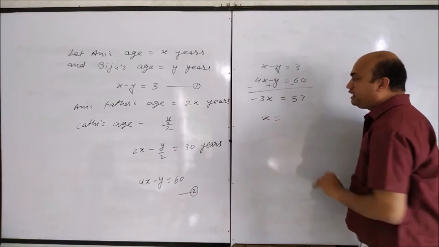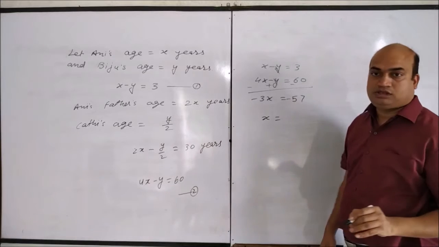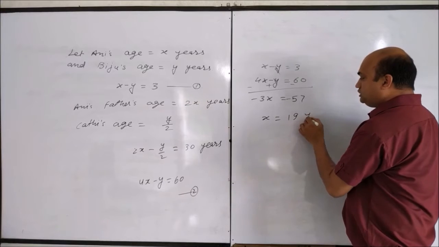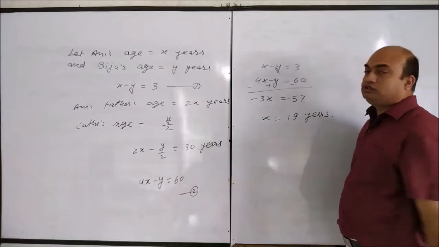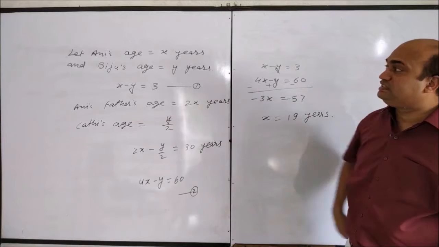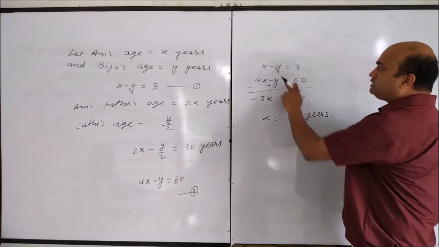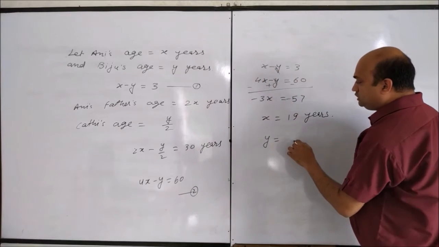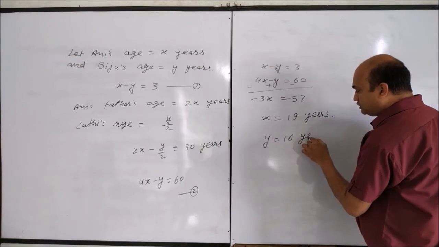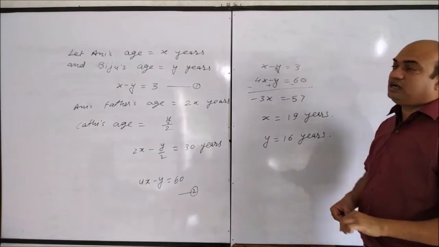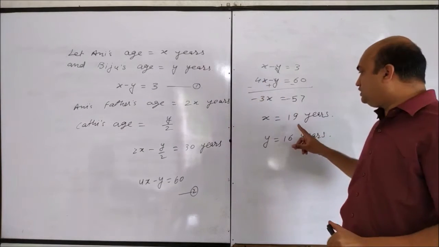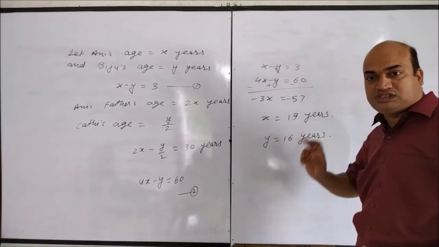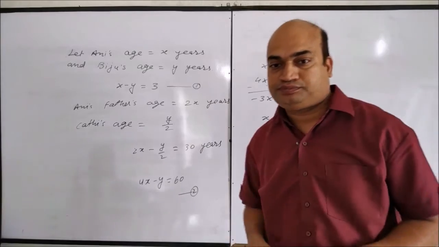Then x we will get, this is minus 57 by minus 3, that is 19 years. This is x, that is Annie's age. We put the value of x here, y we will get 19 minus 3, that will be 16 years. And at last we write, therefore Annie's age is equal to 19 years and Biju's age is equal to 16 years.